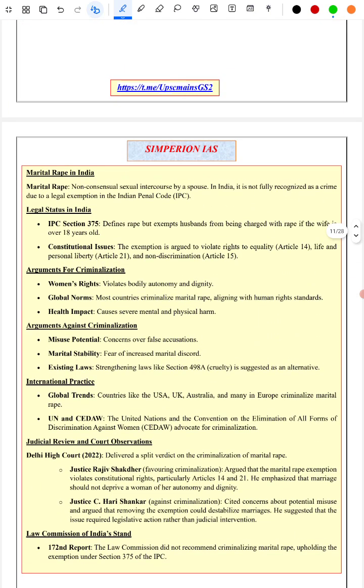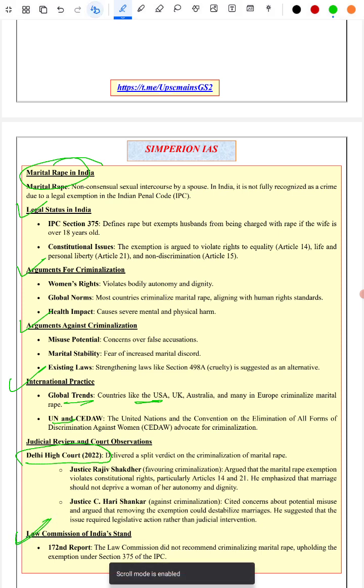Next, we are discussing one of the important topics, especially in the news in recent times, that is marital rape. In that, we have covered its legal status, arguments for criminalization of marital rape, arguments against criminalization, what international practices we have covered, what is the UN stand on it, and what is in a few other developed countries, what's the Delhi High Court judgment on it, and what the Law Commission report says regarding marital rape.